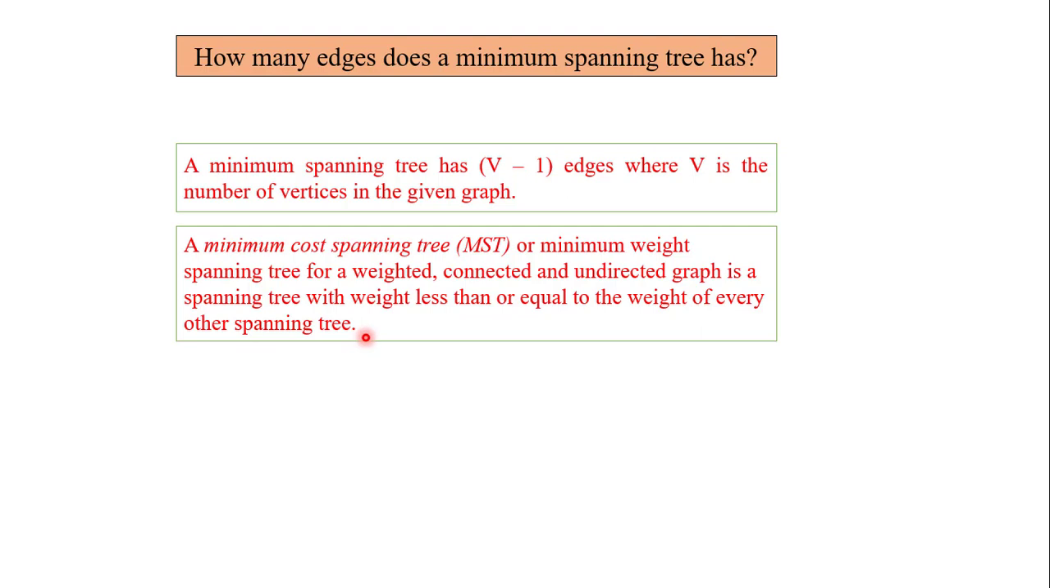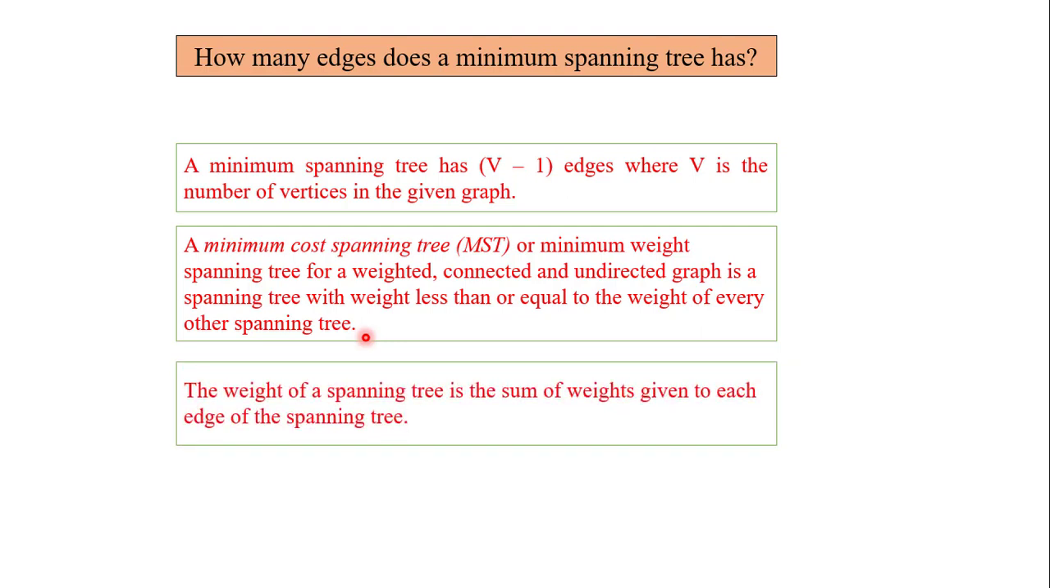In the previous slides we saw there are many spanning trees possible for that particular graph. That's why we have to choose the spanning tree which has minimum weight. And the last point: what is the weight of a spanning tree? The weight of a spanning tree is the sum of the weights given to each edge of the spanning tree. This is very important. So let us discuss with an example what is the minimum cost spanning tree.